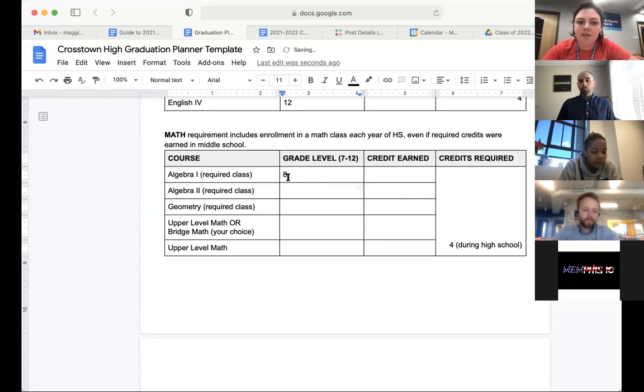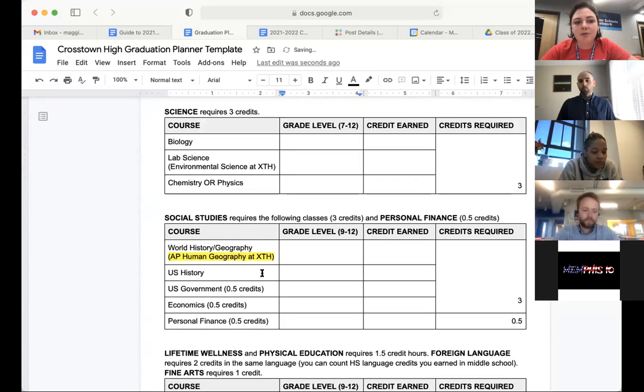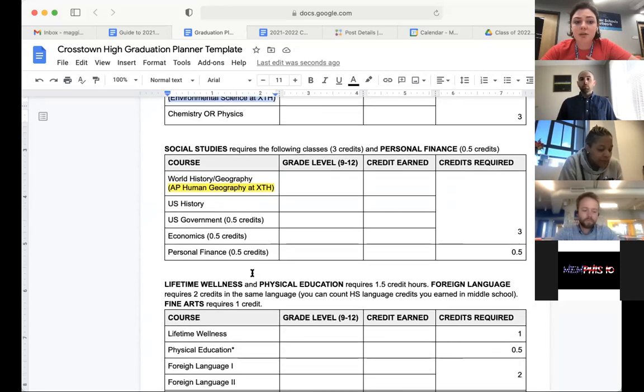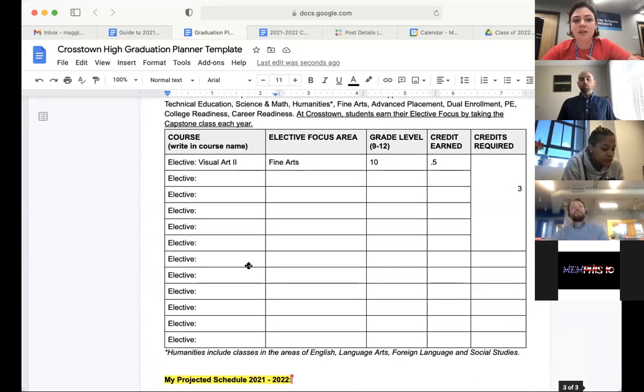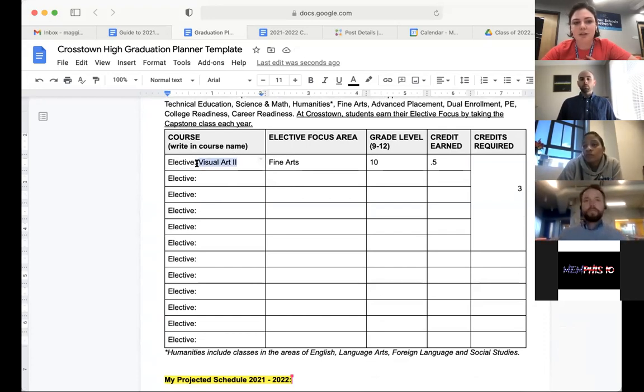Sasha was telling you, this lab science right here under science counts as your lab credit. But also all of you are taking environmental science at Crosstown. That's just what we have you guys take as a school. So that physical science that you earned in middle school, you can put right down here. This is just like an example for you, so you can delete that.